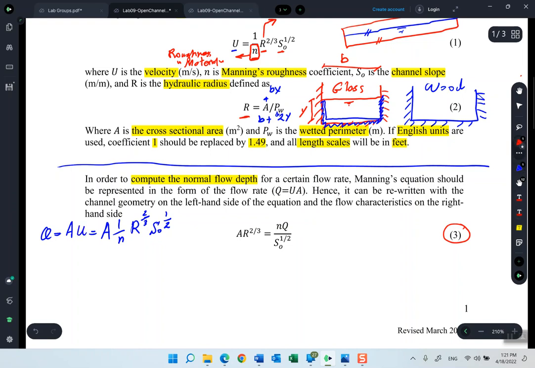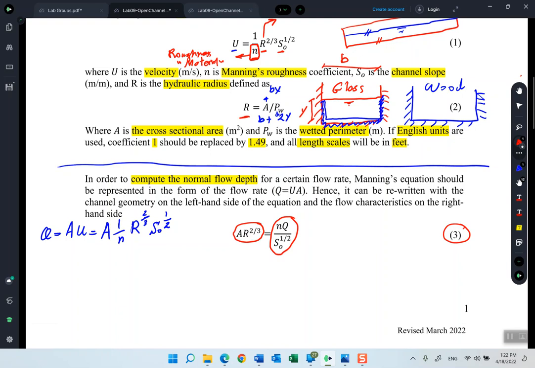You can put everything that is related to the cross-sectional properties on one side, and everything that is related to the flow characteristics on the other side. And that's why I kept the AR on the left-hand side and Q n over square root of S naught on the right-hand side. After doing this, it will be very easy for you to get the value of the water depth.